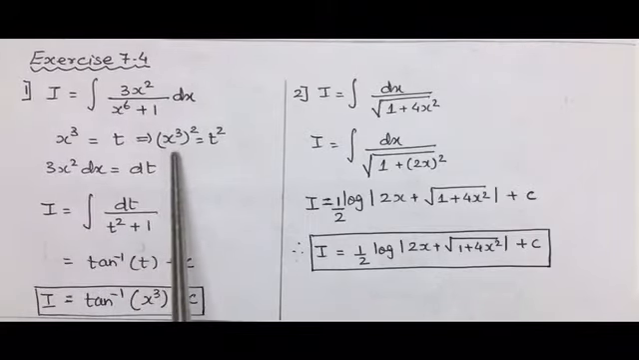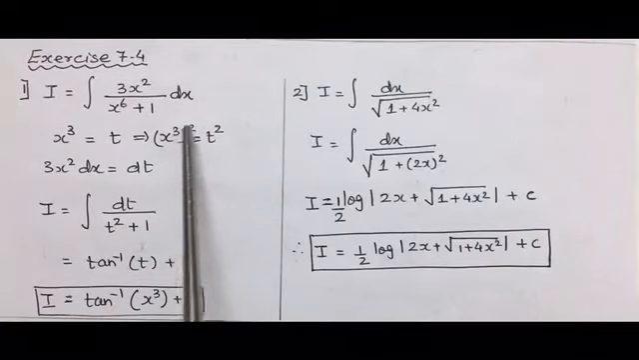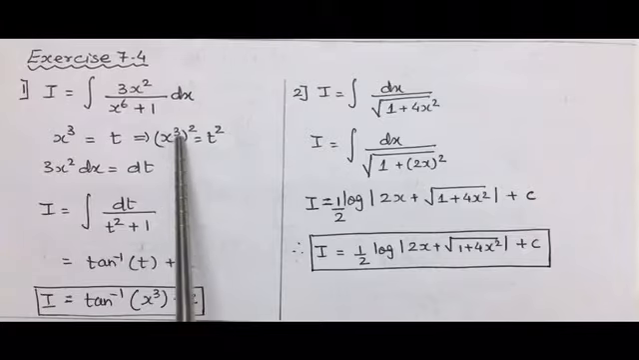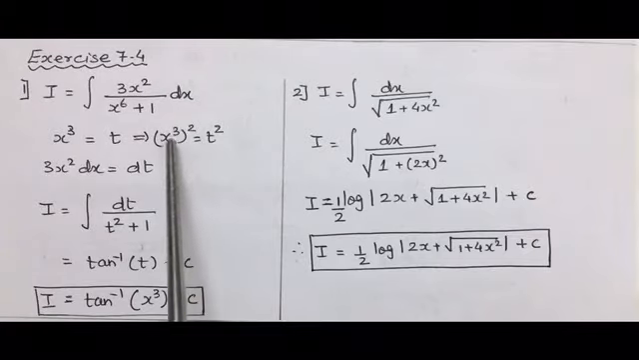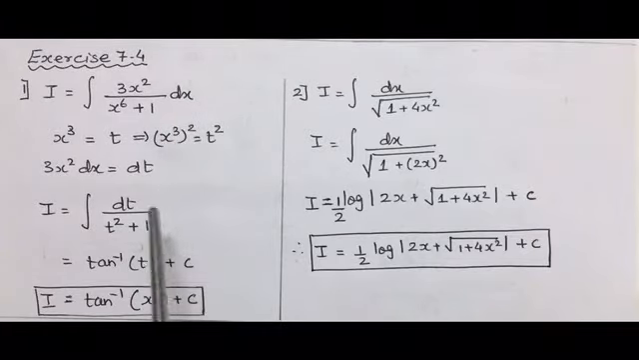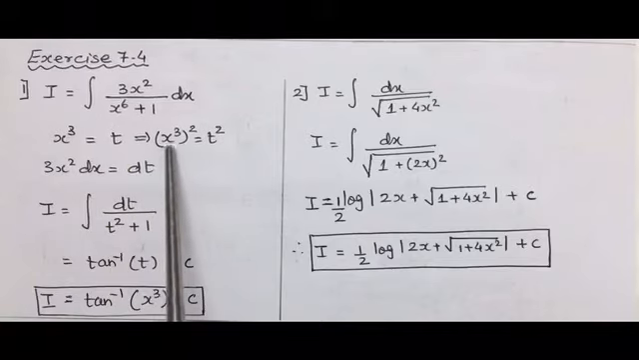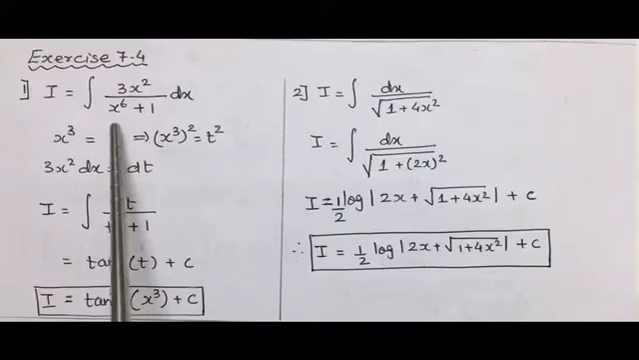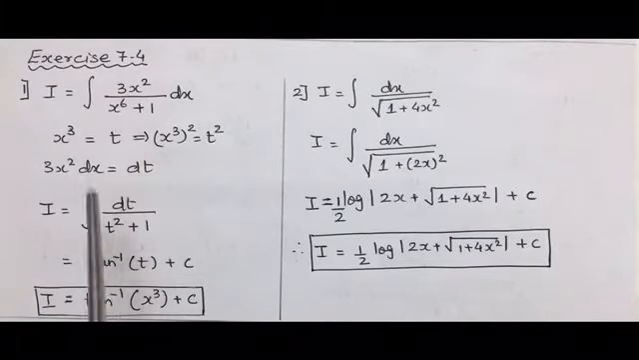Now here we have already taken up x cube square. If we do, it becomes t square, and x cube and its square means x raised to 6. So the value of x raised to 6 is t square. So in the place of x raised to 6, t square is kept plus 1.